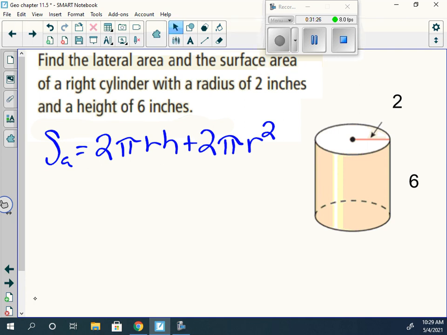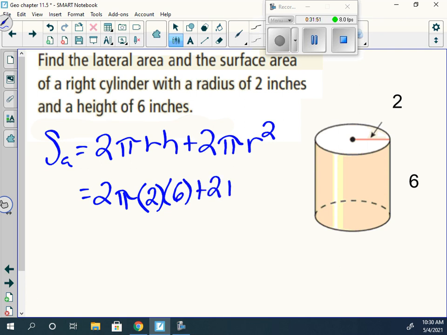2 pi RH plus 2 pi R squared. So we look at this here. What is the radius? 2. The height is 2 pi times 2 squared.